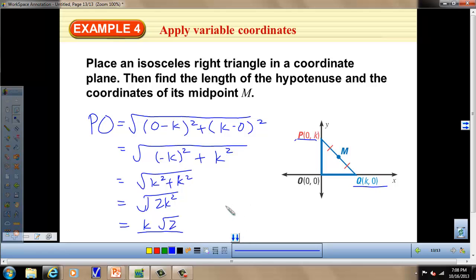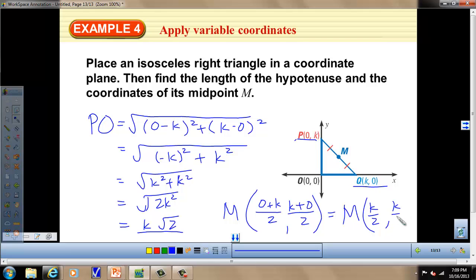Now to find the midpoint, to find M, we're going to have to use the midpoint formula. Again, we use the same 2 points. And so the two x's are 0 and k, so we say 0 plus k. The two y's are k and 0, so it's k plus 0. 0 plus k is k, so that would be k over 2. And k plus 0 is k, so the second point would also be k over 2. So the coordinate here would be k over 2, comma, k over 2. Alright?